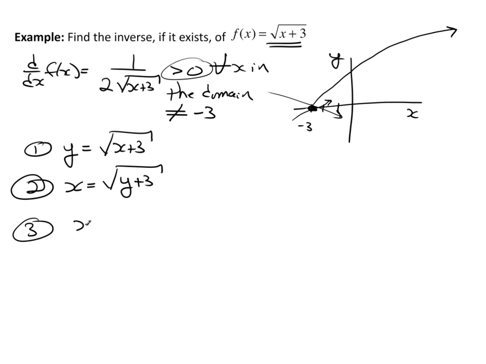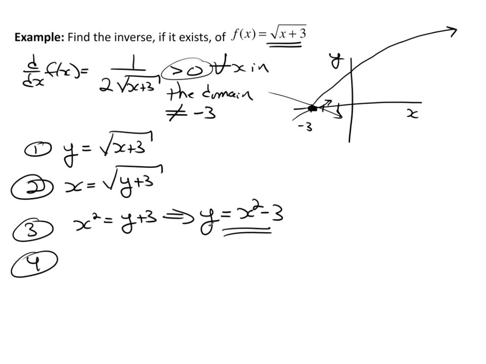So I solve for y, I get x squared equals y plus 3. That implies that y is equal to x squared minus 3. Now my last step, now that I've solved, is I'm going to replace y with the f inverse. So f inverse of x equals x squared minus 3.